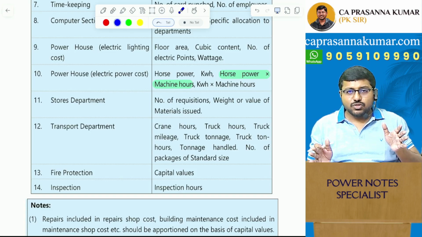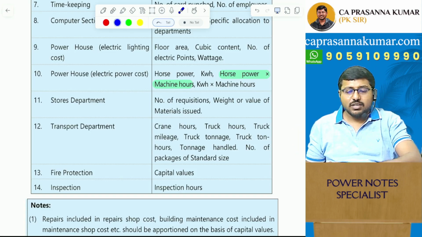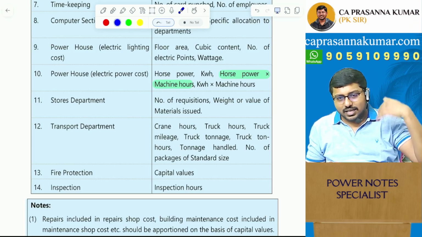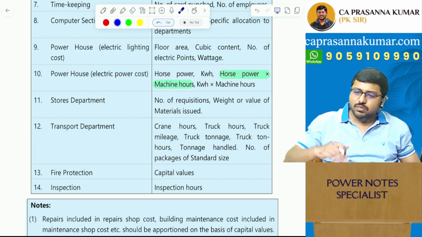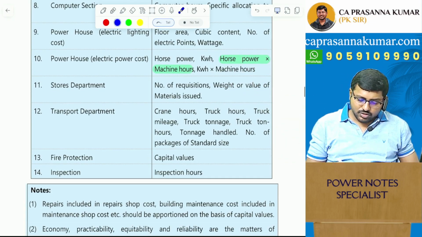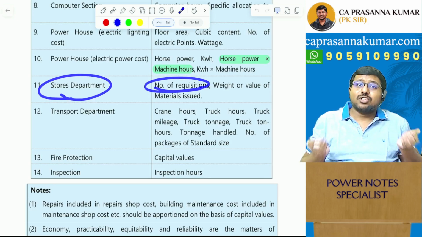If it doesn't have the stock, if it thinks that stock will run out, then it will ask the purchase department to purchase the raw material. Then the purchase department will purchase the raw material and give it back to the stores department, and the stores department will issue the raw materials to production departments whenever required. Clear? So therefore, the more the number of requisitions, the more will be the cost of the stores department.